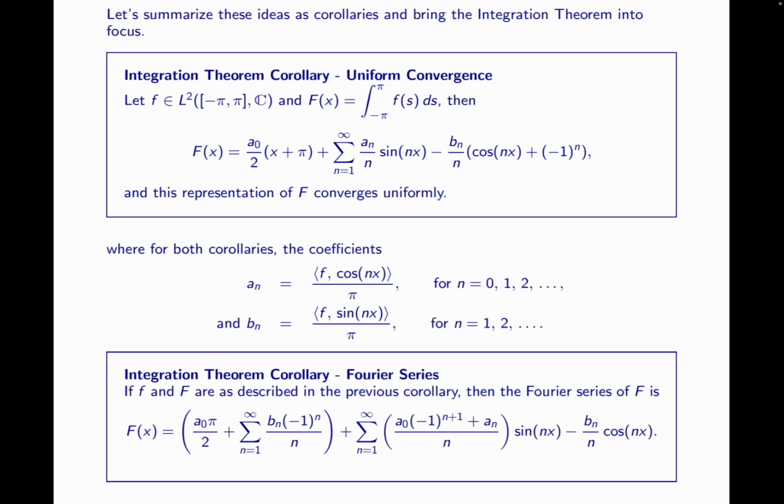The Fourier series corollary is that if f and big F are as described in the previous corollary, that is, little f is L2 and big F is the antiderivative, then I can obtain a Fourier series of big F given by this formula. And in both corollaries, a_n and b_n are as defined before. Now, these corollaries are a result of the integration theorem for Fourier series. Let's prove the theorem. For example, how do we know that this is even a number?